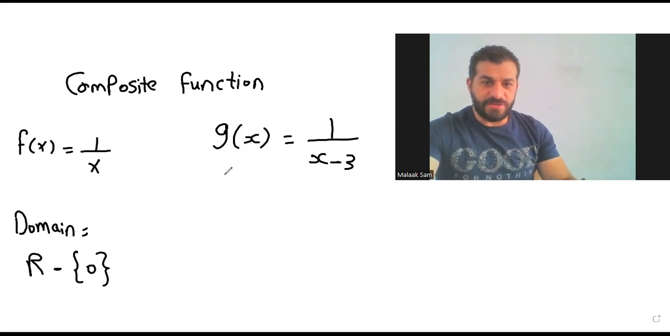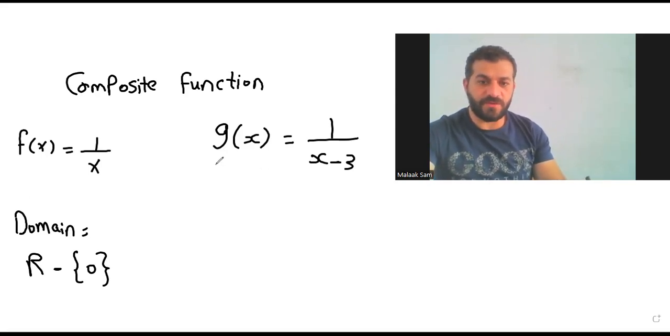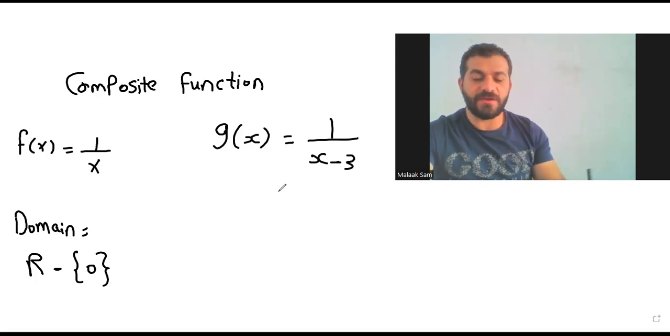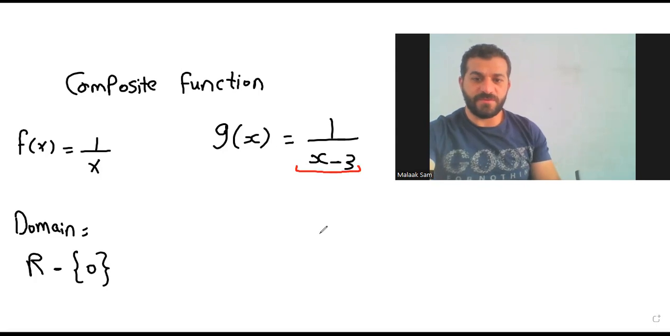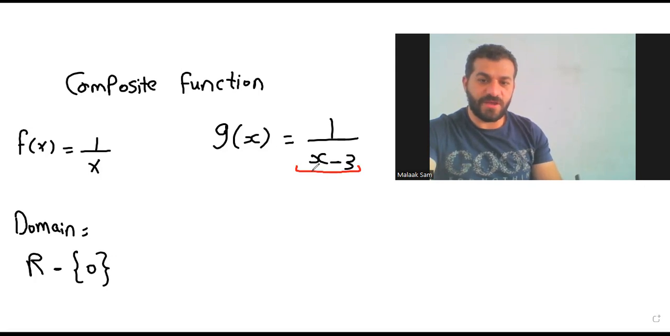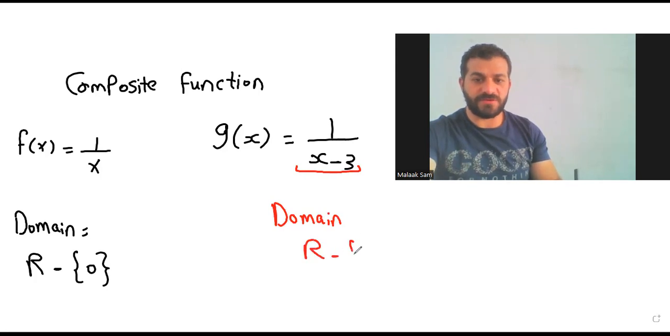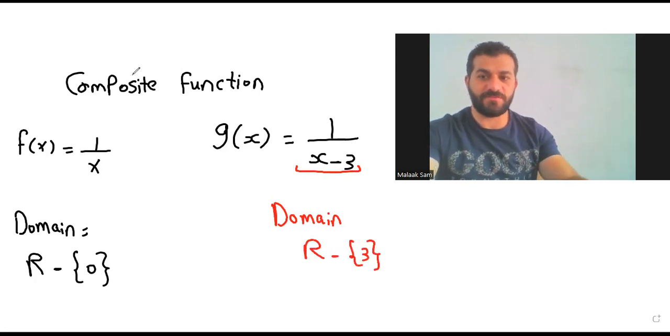And what about g of x? What about the domain of g of x? We can find all values of x except the values which make the denominator 0. So I have here in the denominator x minus 3. So what are the values which make the denominator 0? When x equals 3, the denominator will be equal to 0. So the domain for g of x is R minus 3, or real values except 3.